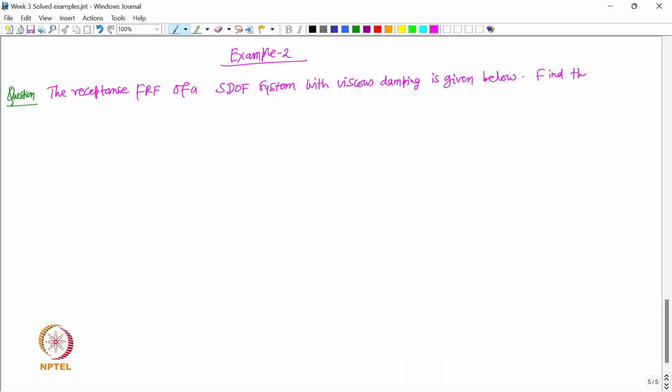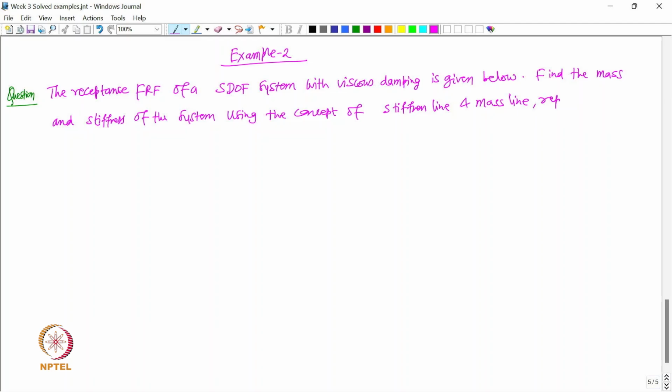Find the mass and stiffness of the system using the concept of stiffness line and mass line, respectively, right? And the FRF given here is like this.